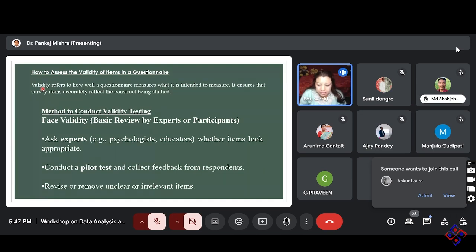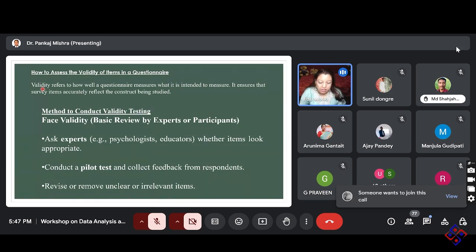After framing these items, does anyone have any questions? Okay. After framing the items, we have to do expert validation. You take this questionnaire to experts who are relevant, who are related with your field, and ask them to validate the tool that you are using. Validating means they check whether your items are actually related with your research activity or not. So that is validation.